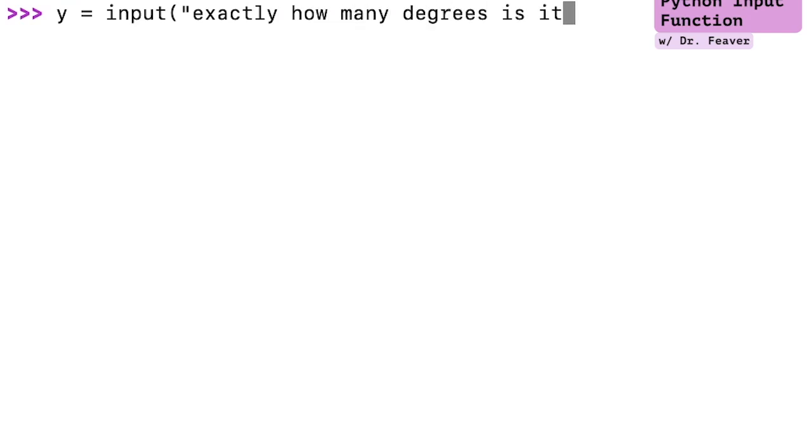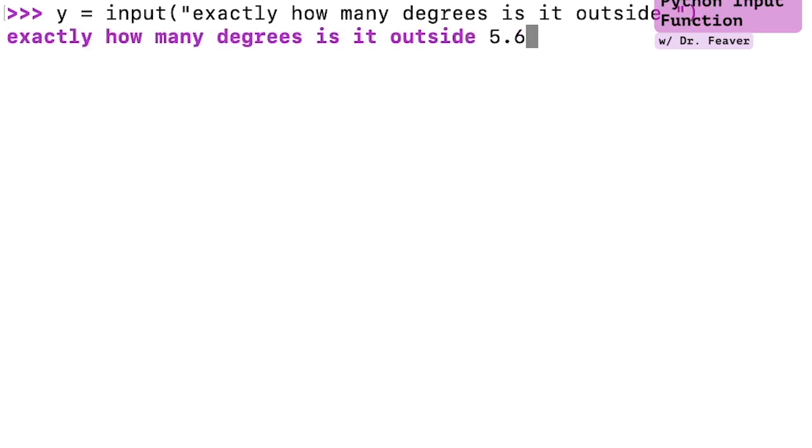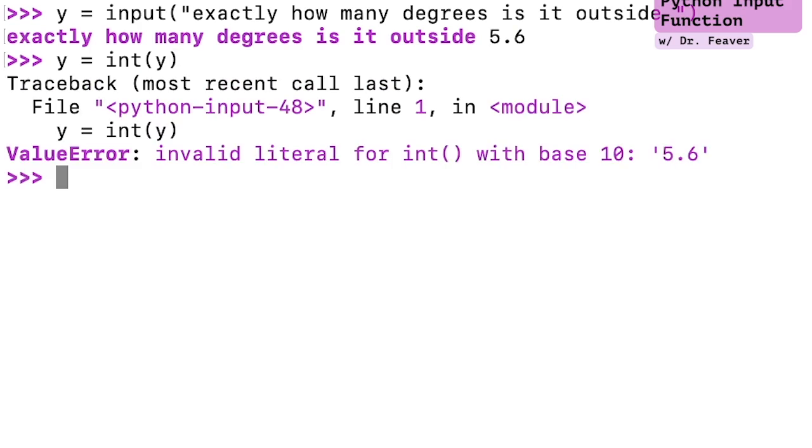We can also convert to floats in the same way. So I could do y equals input, let's see, exactly how many degrees is it outside? And 5.6 degrees Celsius. So here, if I were to make y into an integer, this is going to be a problem because I won't preserve all of my information. If I did what I did before and I say y equals int y, well, integers don't deal with decimals, right?